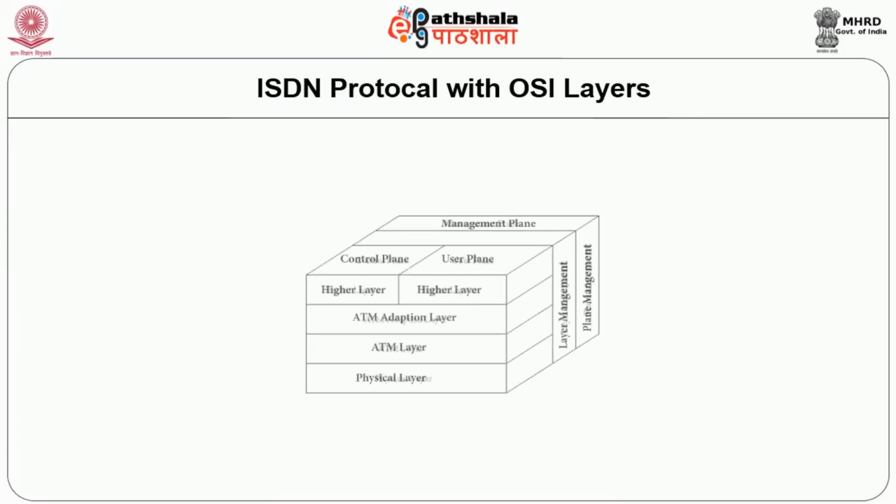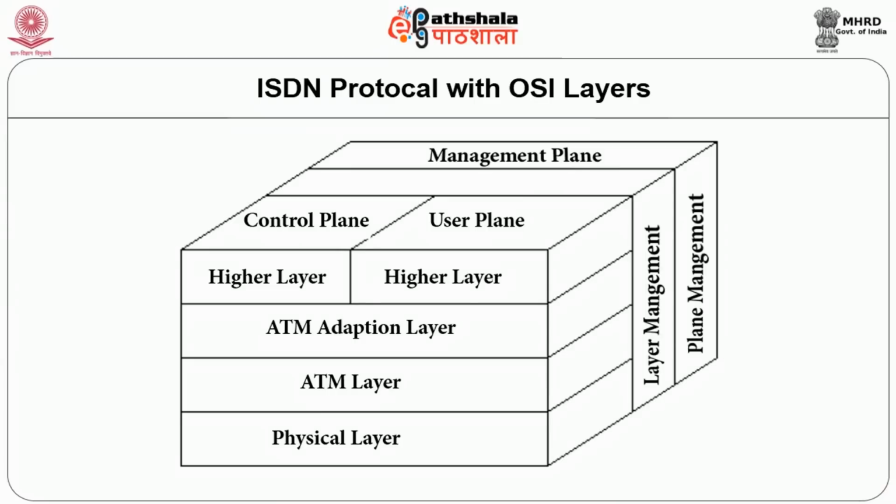Now the protocol with the ISDN layers. This picture gives more detail. After the physical layer, the next layer is the ATM layer. In the previous slide you saw physical, data link, network, transport. Instead, here it is physical, then the ATM layer, then the ATM adaptation layer, then other higher layers, and the control plane. This is the concept when you look at it in layers. On the other side, there is the management plane and other synchronization mechanisms.